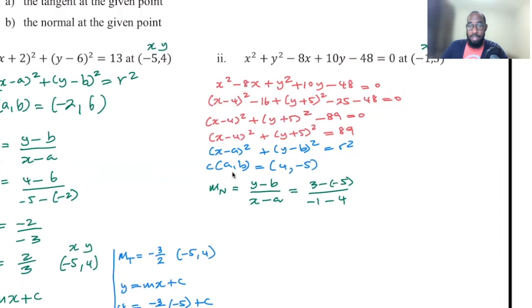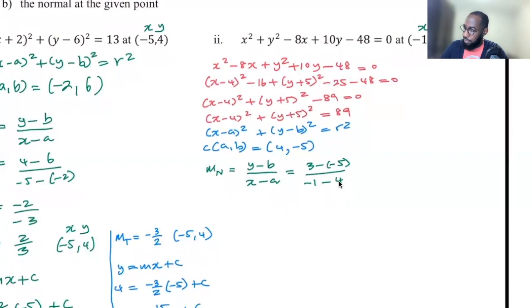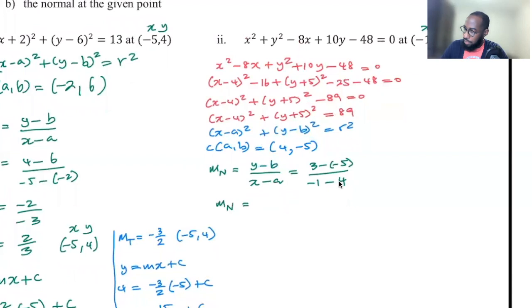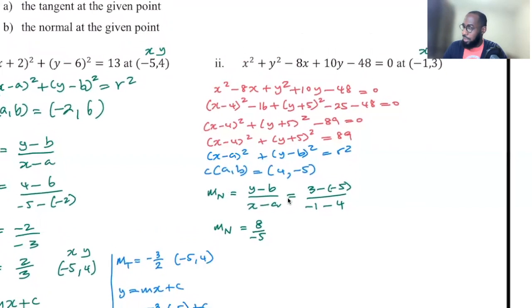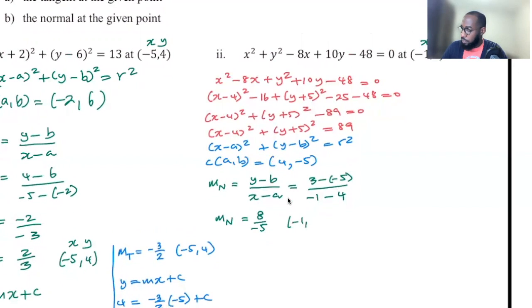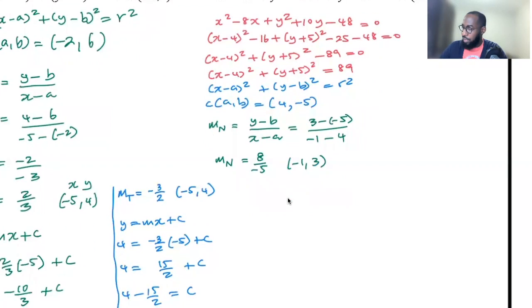So remember, a is 4, b is -5, right? So make sure and put the right number. It's simple to make an error, an easy error. So m of the normal is equal to, multiplying two same signs, plus 5 plus 3 is 8 divided by -5. That is the gradient for the normal, right? And the point we're using is -1, 3.